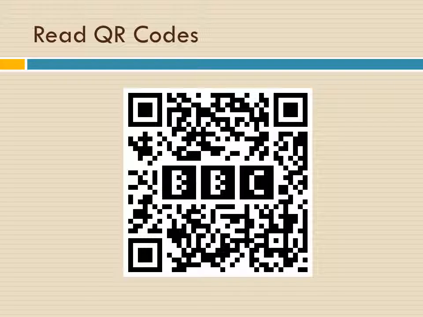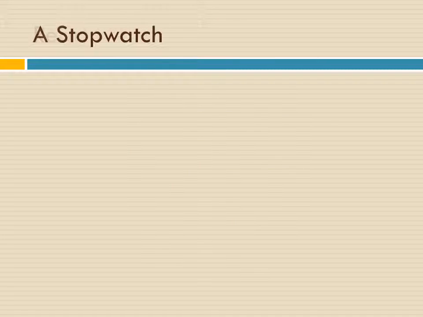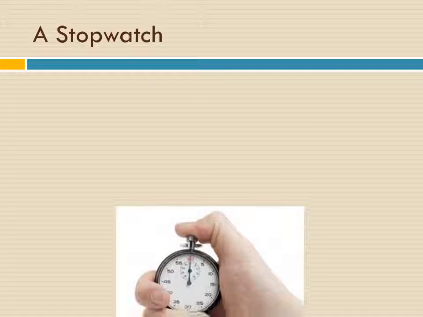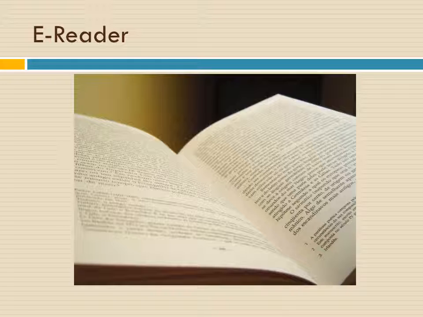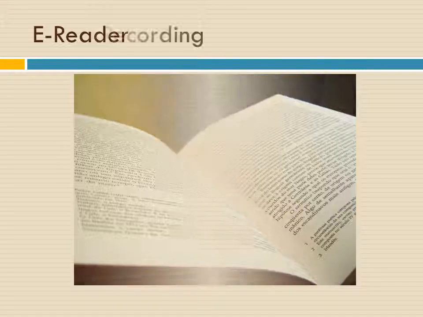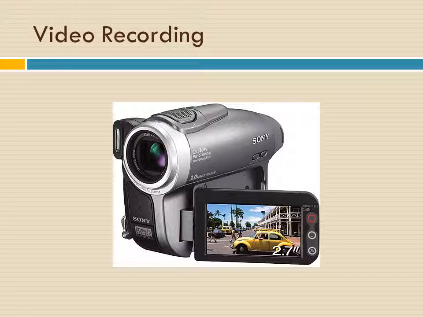Read QR codes. These can be codes created by you to provide information about important class material. They can be used as a stopwatch. They can be used as an e-reader, which can replace those bulky and expensive texts. It can also be used for video recording. Students will be able to take videos and to share those almost instantly.